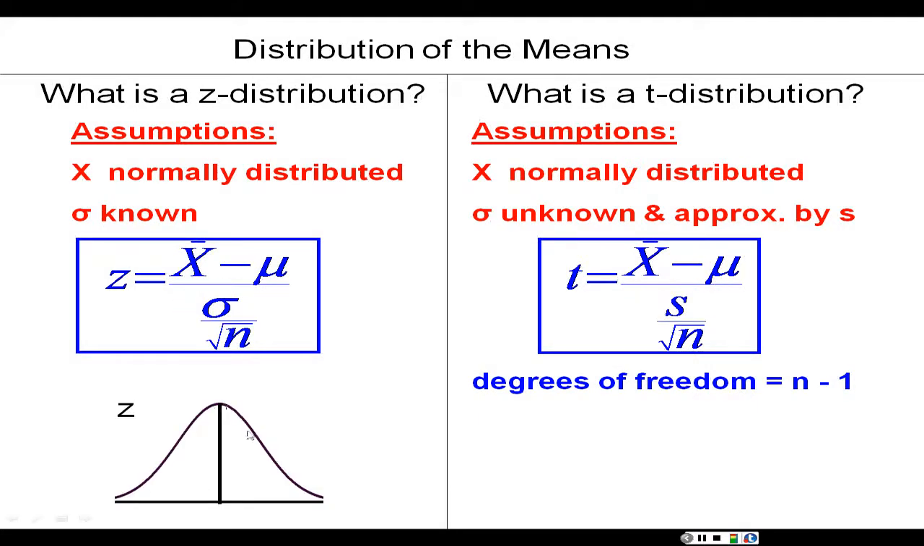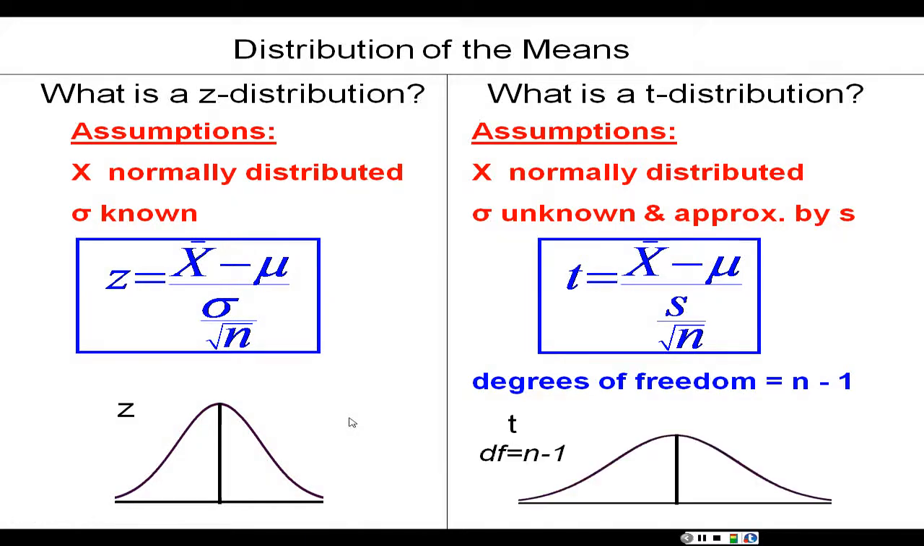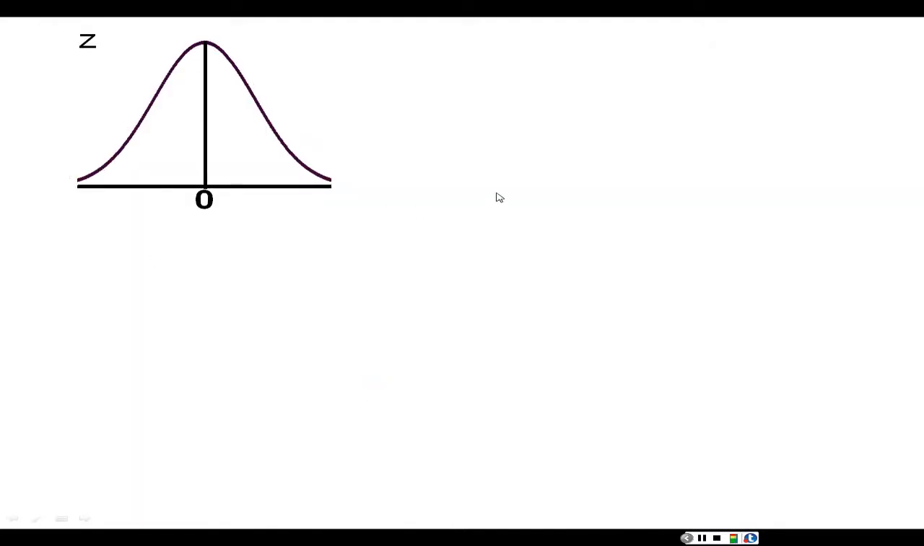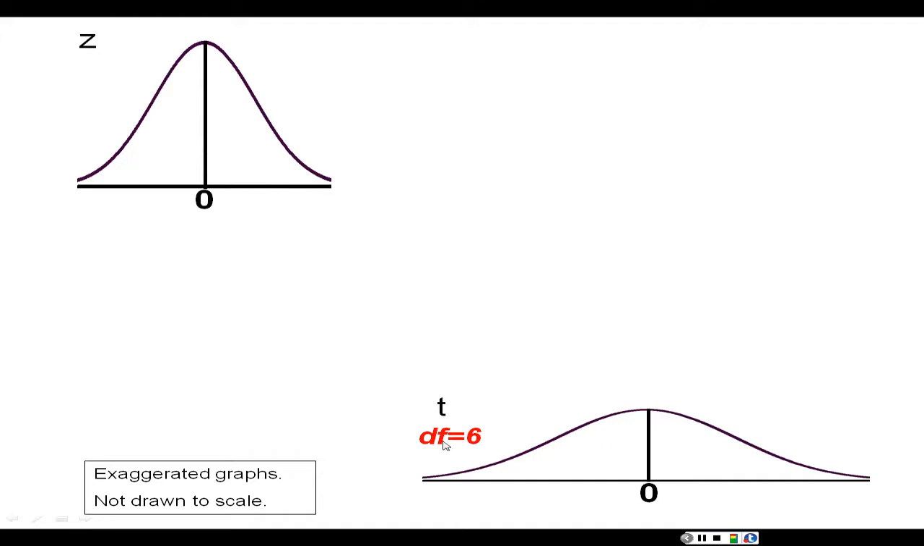Now notice this one. This is your normal curve, your standard normal curve. Your t-distribution is a little bit flatter and is dependent on how much sample size you have. The bigger your sample, the bigger your degrees of freedom, the more similar to the normal it is going to be. Here's your standard normal. Here's a t-distribution with degrees of freedom of 6. In other words, your n is 7.